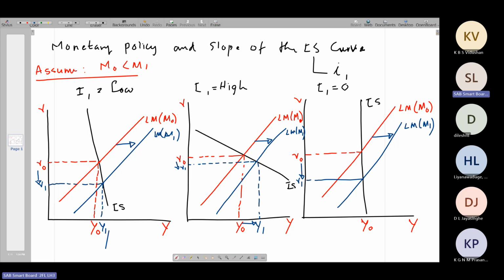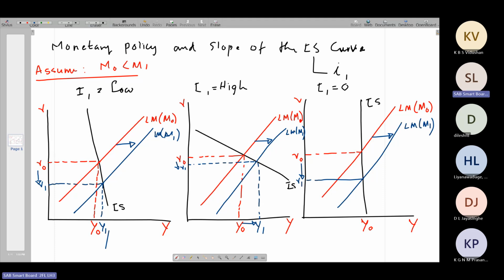If I1 is low, we know that we have the steeper IS curve. If I1 is high, we have the flatter IS curve, and we take the other extreme case, I1 zero. Now we implement the monetary policy, money supply increasing from M0 to M1. That can be reflected in the diagrams by shifting the money supply curve in an equal pattern, in a similar way. And you can check the impact on the income. So what is the most effective?